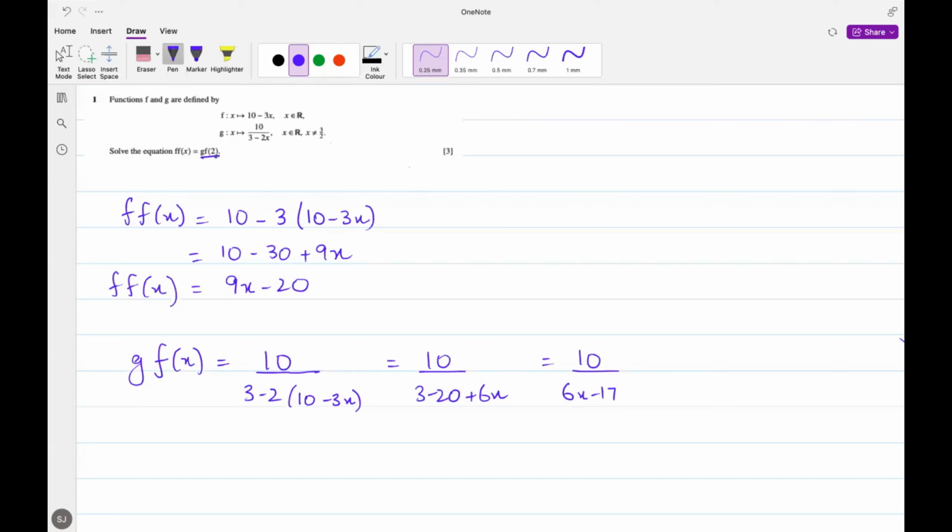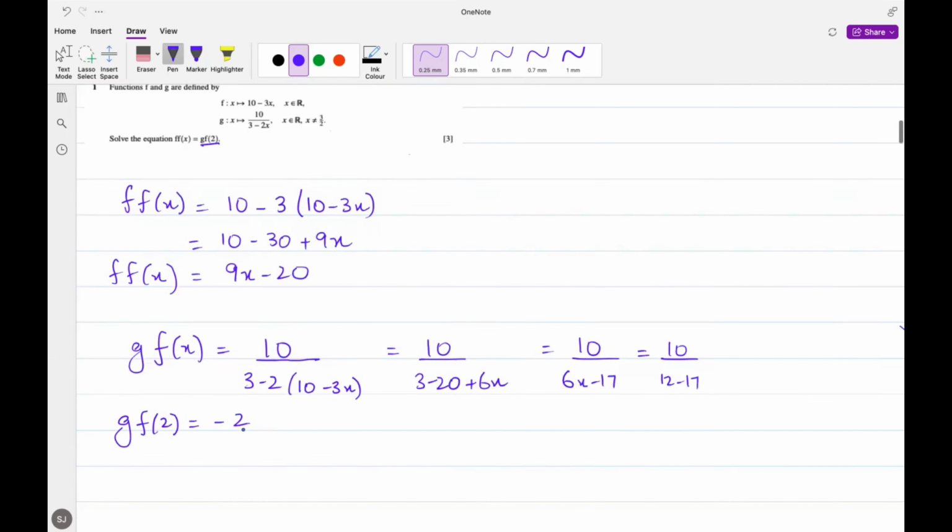Now, as the value of x is 2, we'll substitute x equals 2 over here. So this will become 10 upon 6 times 2 is 12 minus 17. So g f of 2 will be equal to 10 upon minus 5, which is minus 2.